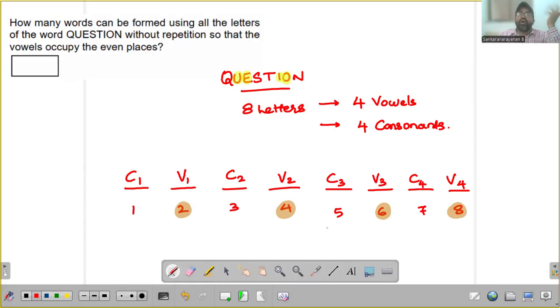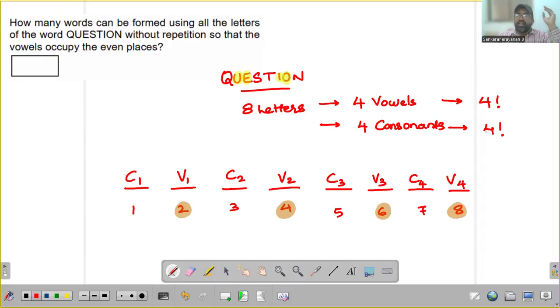Okay. So, how many ways can these 4 vowels be arranged in these 4 positions? You can see that these 4 vowels can be arranged altogether in 4 factorial ways. And we can see that these 4 consonants can also be arranged in 4 factorial ways. Got it? So, we can thus see that the 4 vowels can be arranged in 4 factorial ways. The 4 consonants can be arranged in 4 factorial ways.